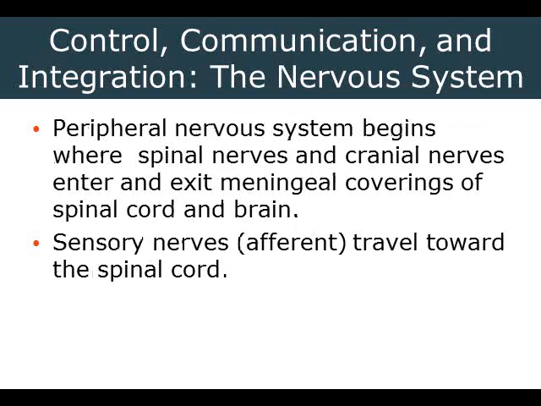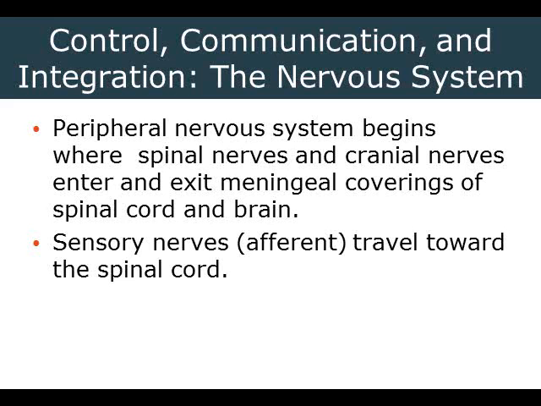So the peripheral nervous system begins where the spinal nerves and the cranial nerves enter and exit the meningeal coverings of the spinal cord and the brain. If you look at the picture on 197 again, you see the peripheral nervous system starting really where that bud is on the outside there. Because the grayish color, particularly on the lower couple there, shows the presence of the meninges, and so that yellow nerve that comes out from there, that's the beginning of the peripheral nervous system.